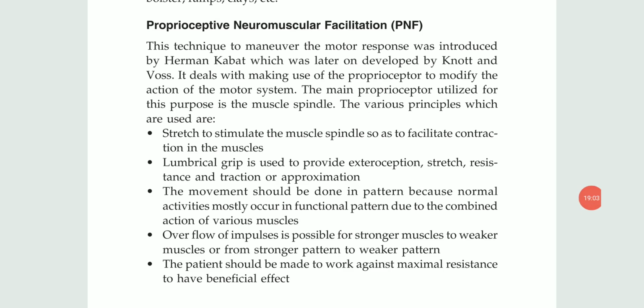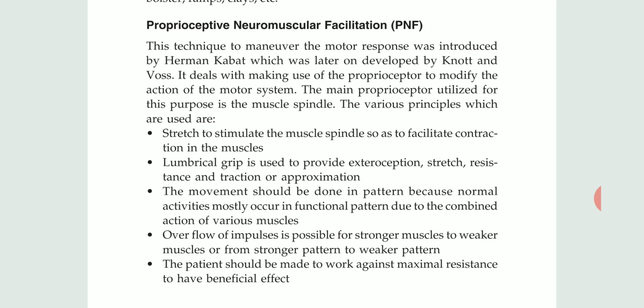Proprioceptive neuromuscular facilitation (PNF). This technique to maneuver the motor response was introduced by Hermann Kabat, which was later developed by Knott and Voss. It deals with making use of proprioceptors to modify the action of the motor system. The main proprioceptor utilized for this purpose is the muscle spindle. The various principles which are used are stretch to stimulate the muscle spindle so as to facilitate contraction in the muscles. Lumbrical grip is used to provide exteroception, stretch, resistance and traction or approximation.